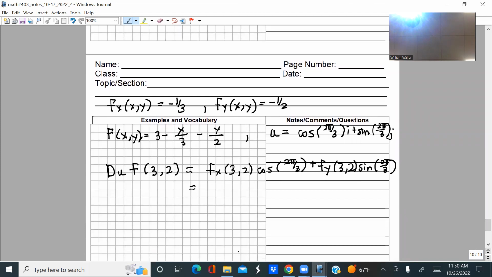Let's fill these values in. So now you get minus 1/3 times what's the cosine of 2 pi over 3? Is that the hard part here, trying to remember what the cosine of 2 pi over 3 is? Is it minus 1/2? Okay, I'll buy that. And then plus the minus 1/2, this partial derivative, times the sine of 2 pi over 3. That must be square root of 3 over 2.